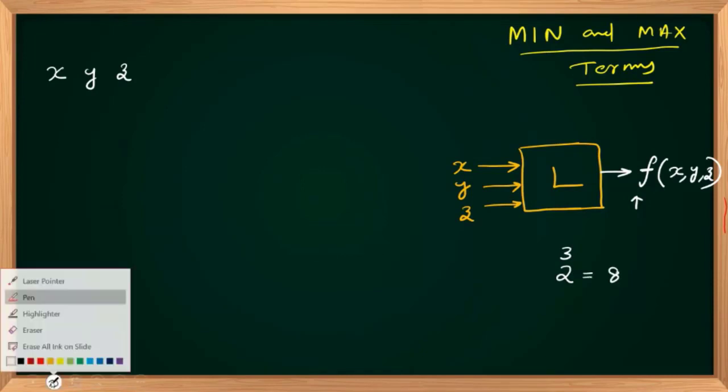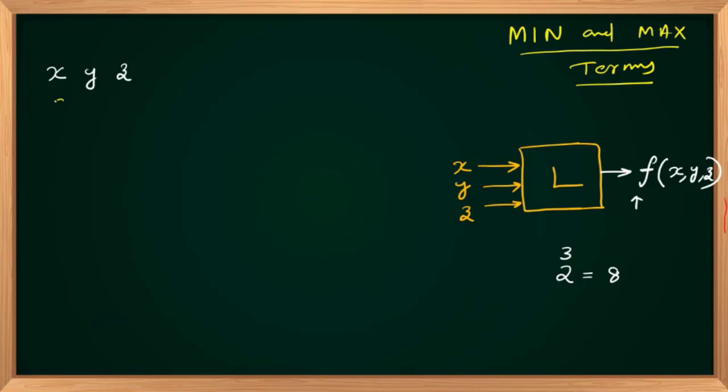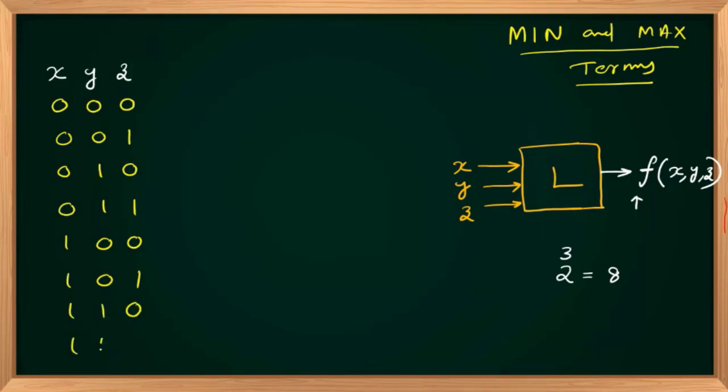Okay, so let me write those combinations. They are, keeping the progressive order, 000, then 001, 010, 011, 100, 101, 110, and 111, right?